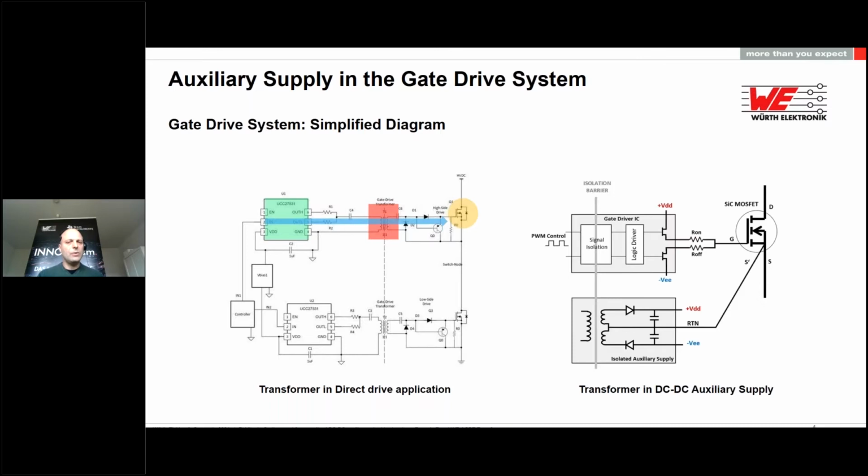While with the new technologies, we can see more and more that this task is taken over by the IC driver itself, with an included isolation barrier. However, the IC still requires an isolated power supply for the secondary side to provide the VDD and VEE voltage. Therefore, a transformer is used to generate the isolated auxiliary voltages. We can still call this transformer a gate drive transformer due to the tight specification related to the application.